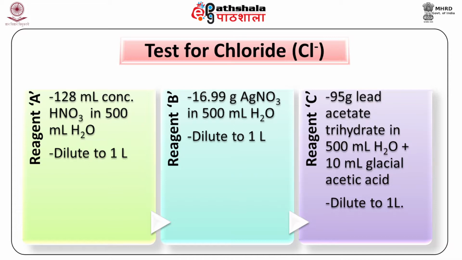Reagent B is prepared by dissolving 16.99 grams of silver nitrate in 500 milliliters of distilled water and diluting it to 1 liter. Reagent C is prepared by dissolving 95 grams of lead acetate trihydrate in a mixture of 500 milliliters distilled water and 10 milliliters glacial acetic acid, and then diluting the solution with water to 1 liter.